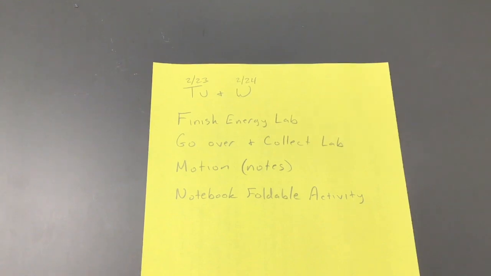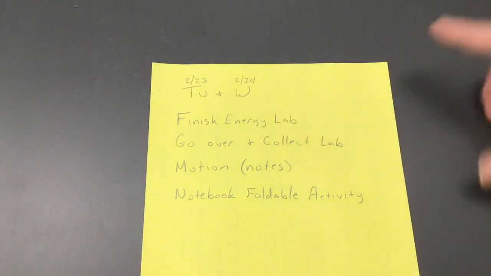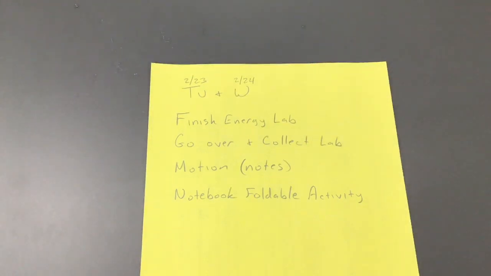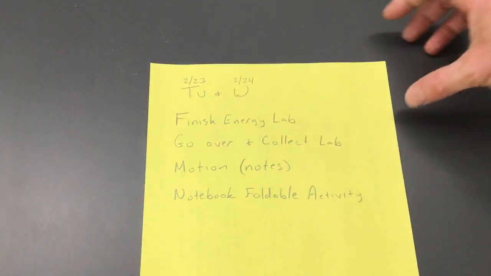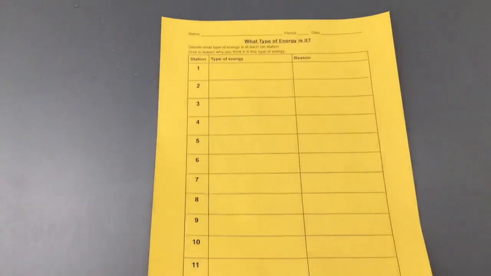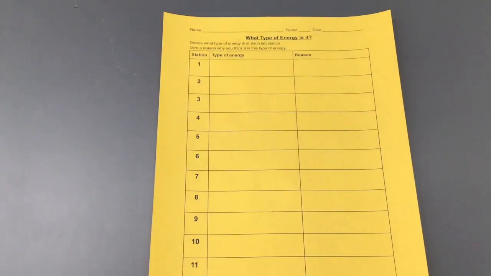Here's what we did on Tuesday and Wednesday. So first, we finished the energy lab, then we went over and collected that, did some notes on motion, and did a notebook foldable activity. This was the energy lab with the 12 different stations. So we finished that, and I collected it, and I'll be grading that and putting it into PowerSchool.